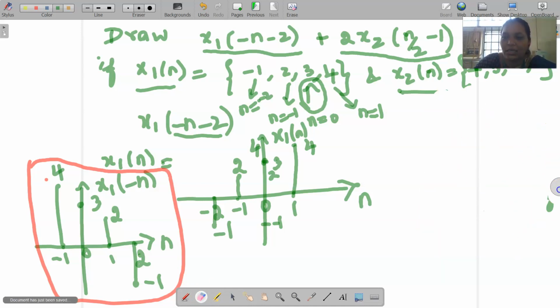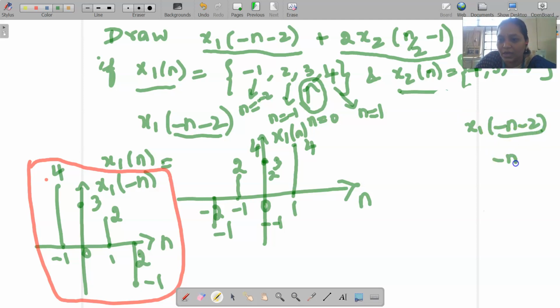So your second operation is time shifting. So we need to find out what is x1 of minus n minus 2. Whatever you have as the functional value, we need to equate it to 0. So n value becomes minus 2.